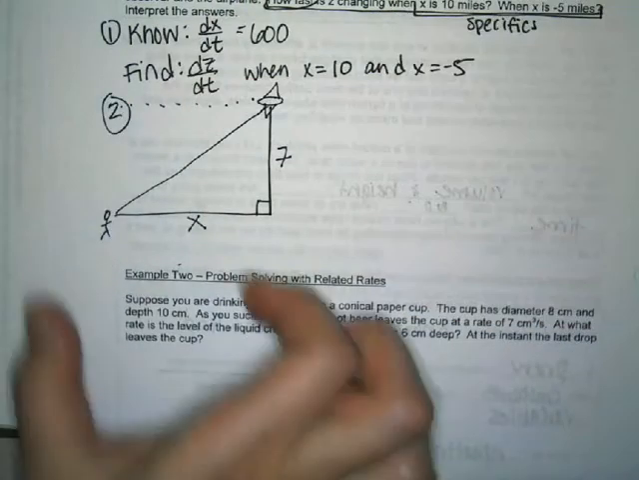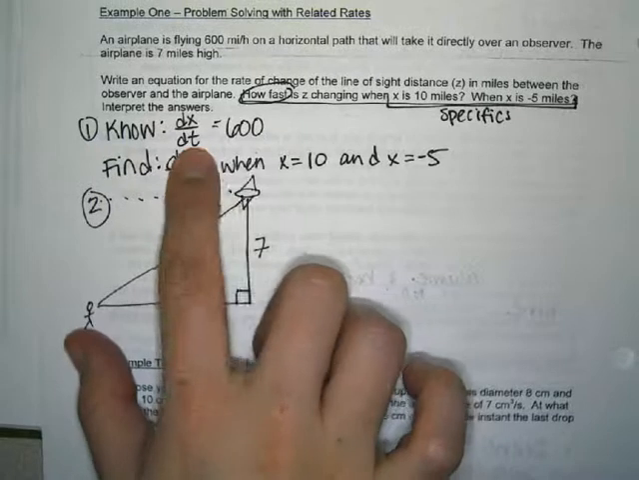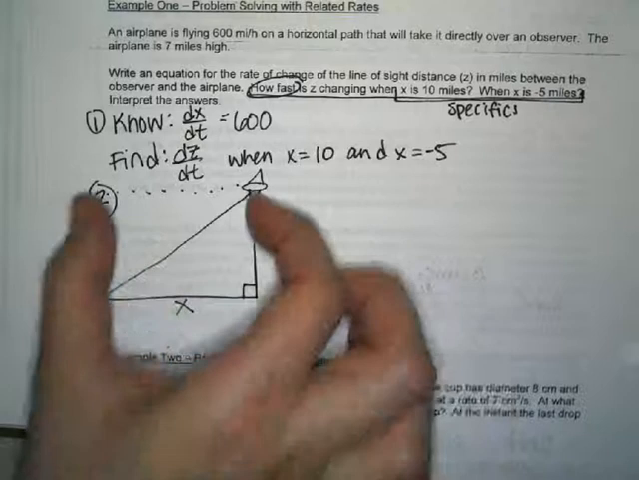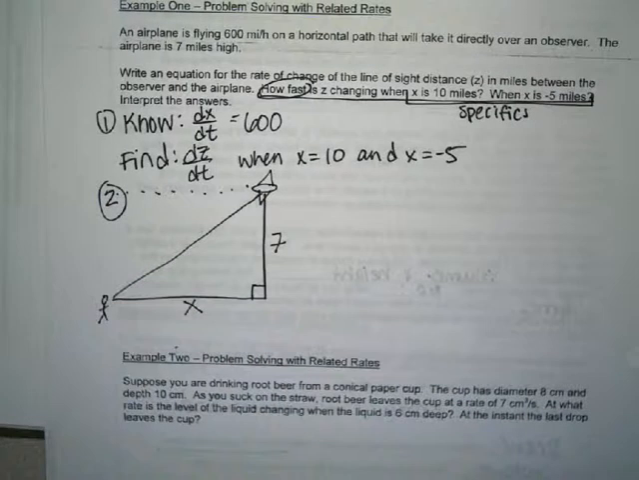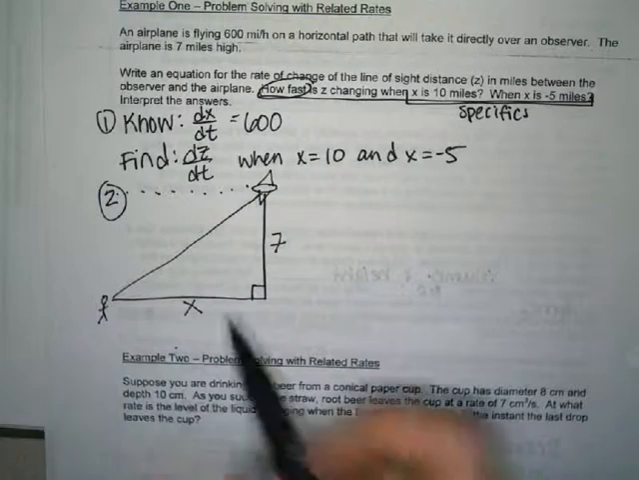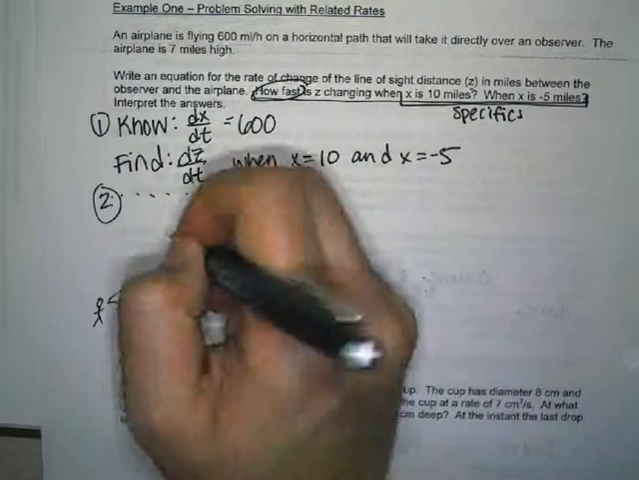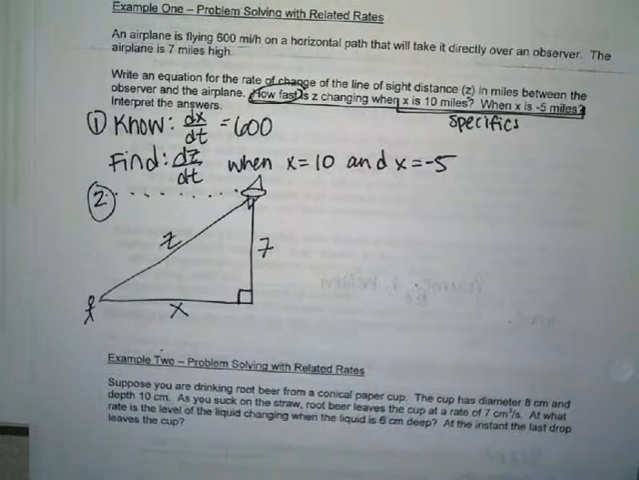Well, because we labeled up here that dx over dt is 600, right? That's how fast the plane is going. So it's this horizontal path. It's the same thing. We're just marking it along the ground, the horizontal path. That's fine. And then the line of sight distance is what they want me to label as z. So that's the line of sight means if the person was looking at the plane, the length of that segment.